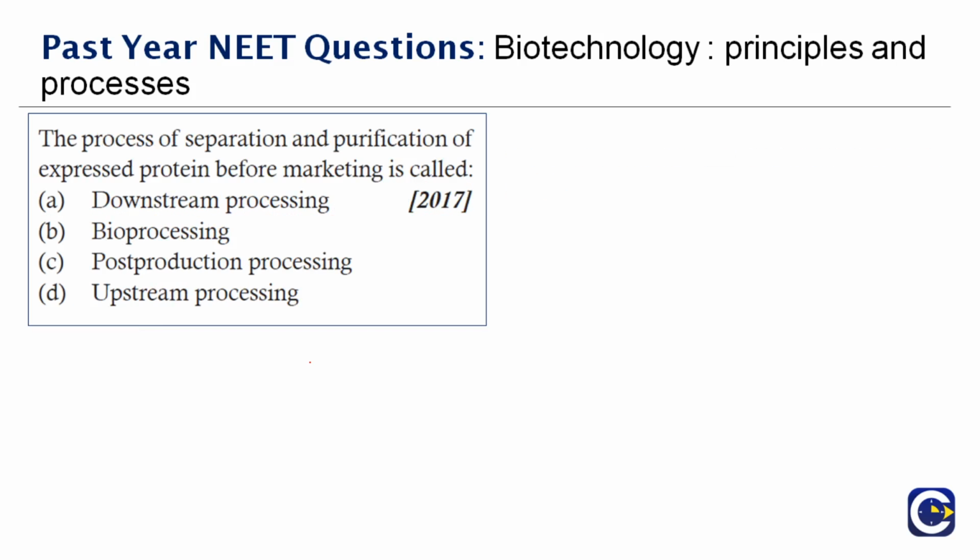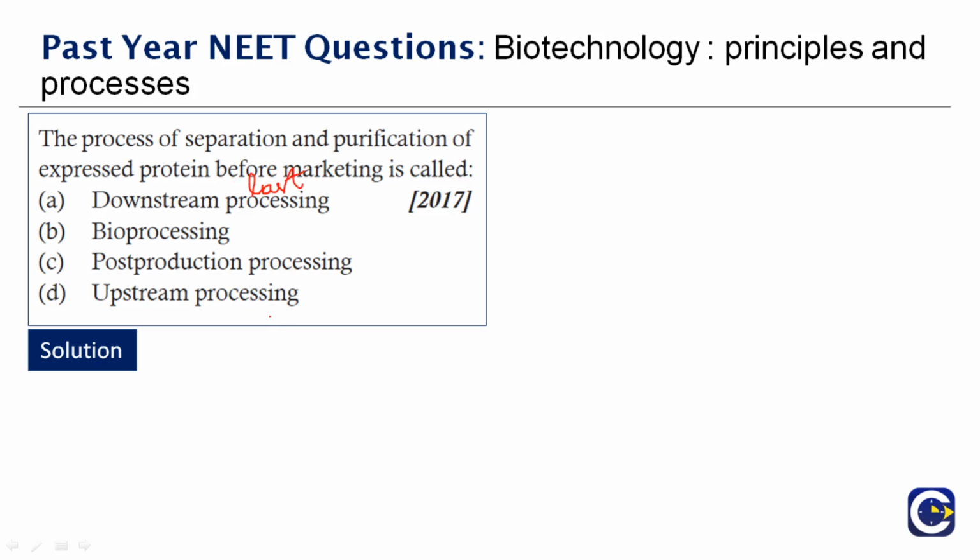Next question here. The process of separation and purification of expressed protein before marketing is called as dash. You have various stages, right? So you have options here: downstream processing, post-production processing, and upstream. So I will tell you what is upstream and downstream. Upstream processing refers to the first step in which the biomolecules are grown, usually by bacterial or mammalian cell lines in a bioreactor. Here we are talking about separation and purification of expressed protein before marketing. So it's almost the last step that they are trying to convey here.